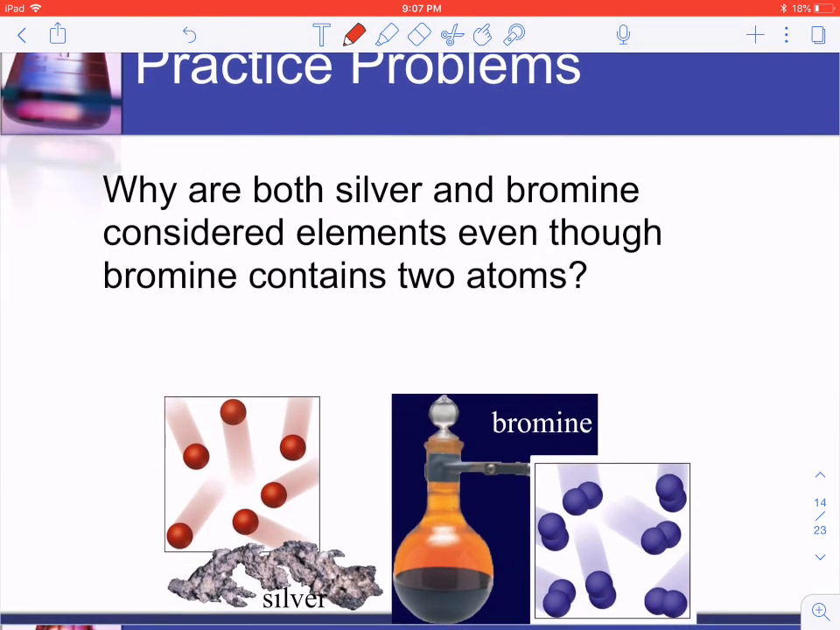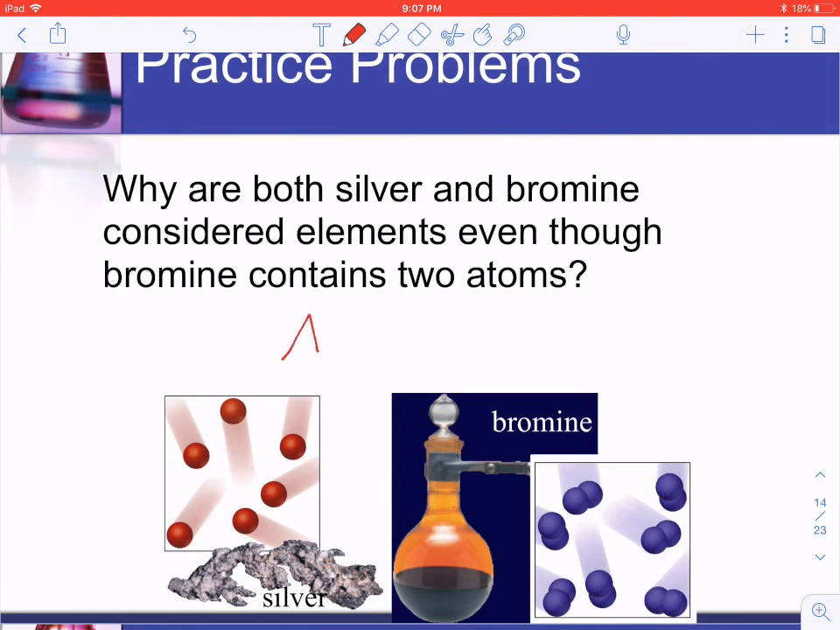Let's talk about why silver and bromine are both considered atoms or elements, even though bromine contains 2 atoms. Well, like we said before, silver has the formula Ag. It's all Ag all the time. Bromine has the chemical formula Br2, but because there aren't 2 different types of atoms going on there, we still call this an element because it's all made out of bromine.